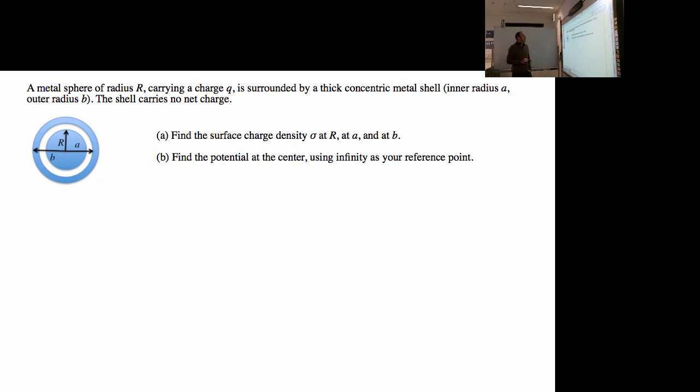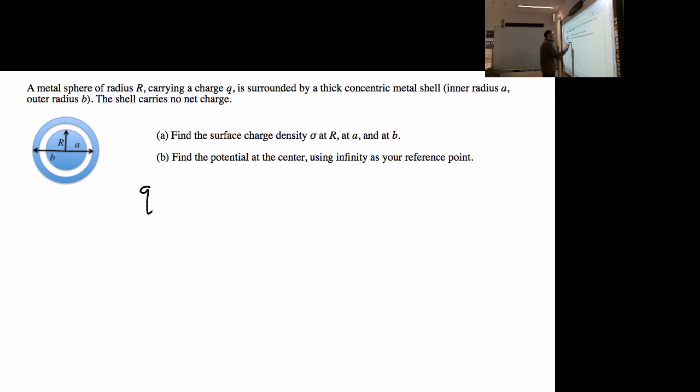Okay, so we're going to do a problem, and what we're going to do is consider some metal sphere of radius R, and it carries a charge Q. This sphere is surrounded by a metal shell, but the shell carries no charge. And what we're going to do first of all is find the surface charge density sigma at R, at a, and at b.